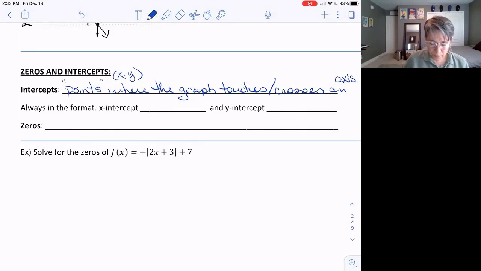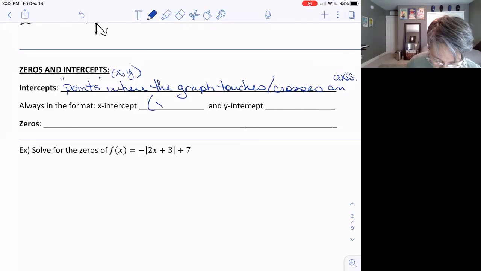So an x-intercept is always of the form (x, 0). Likewise, for the y-intercept, in order for it to land on the y-axis, your x value has to be 0. So a y-intercept is always of the form (0, y). In other words, you put in 0 for the other variable.